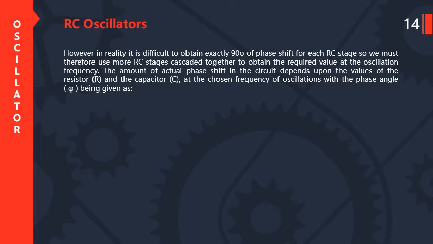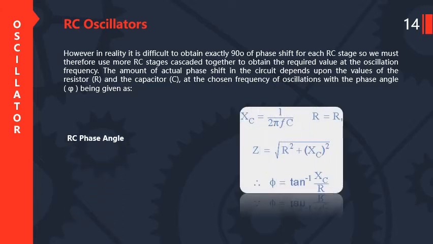At the chosen frequency of oscillation, with the phase angle phi being given as the RC phase angle. So XC, we know that XC is equal to 1/(ωC). The value of ω is 2πf. So XC is equal to 1/(2πfC).